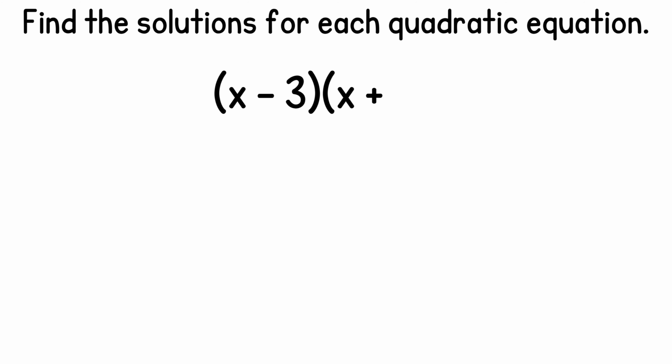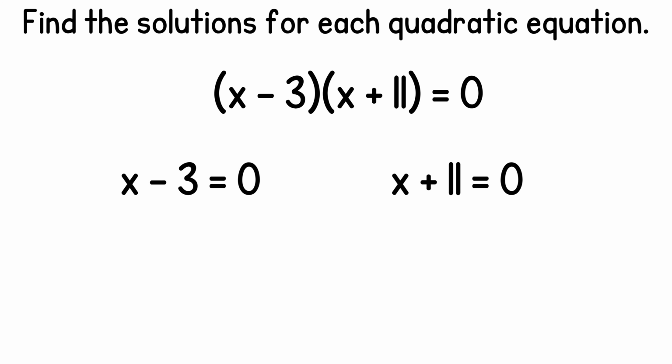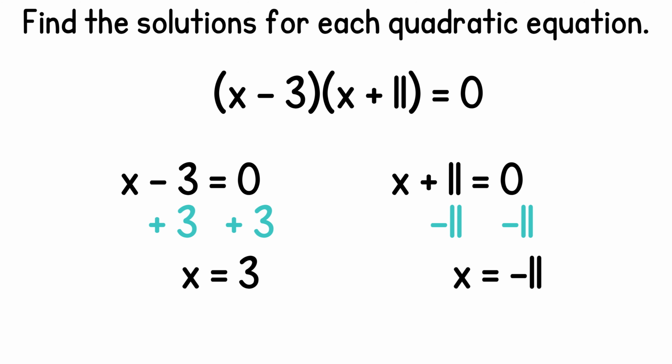The next equation is (x minus 3) times (x plus 11) equals 0. So we'll set each factor equal to 0 again and solve. We'll start by adding 3 to both sides, which gives us x equals 3. And then we'll subtract 11 on the next equation to give us x equals negative 11.